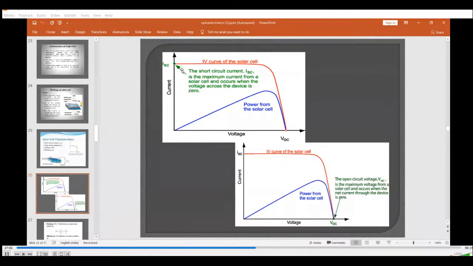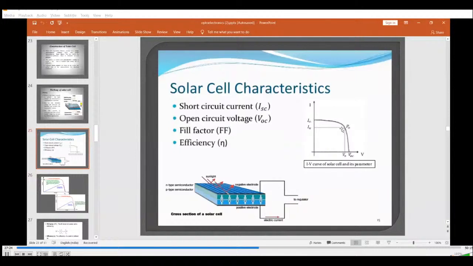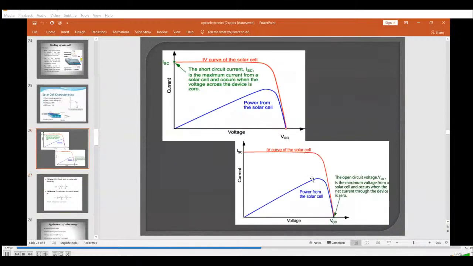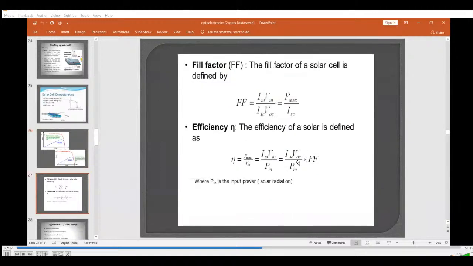The short circuit current is the maximum current from a solar cell when the voltage across the device is zero. When the voltage is zero, we get the short circuit current. Got it now? Then identify the bend point exactly where the current starts decreasing, and from that point draw a line to the y-axis and a line to the x-axis. Then you can identify on the x and y coordinates the maximum current and the maximum voltage. If you multiply the maximum current by the maximum voltage, you get the maximum power output.